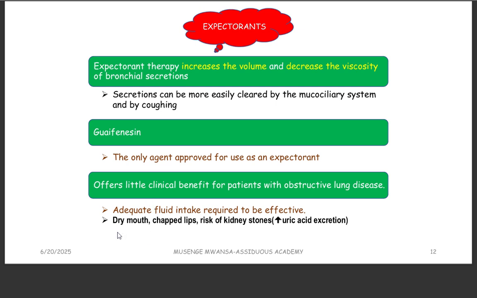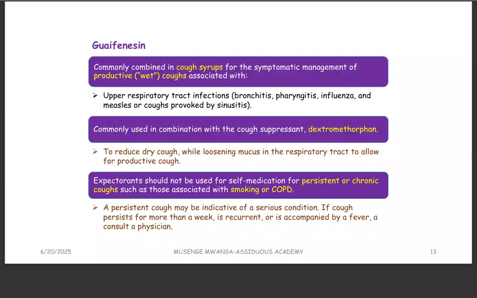Some side effects include dry mouth, chapped lips, risk of kidney disease or kidney stones because there is high risk of increased uric acid excretion. When the uric acid is being excreted, it can end up precipitating, forming these stones. So take note of that.